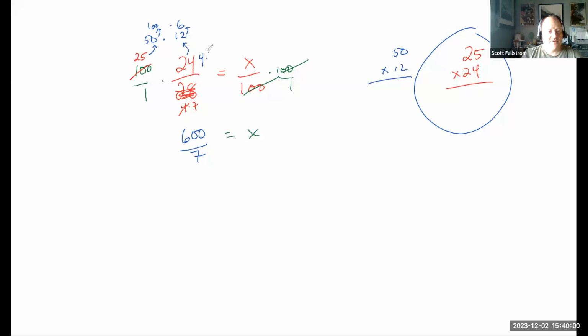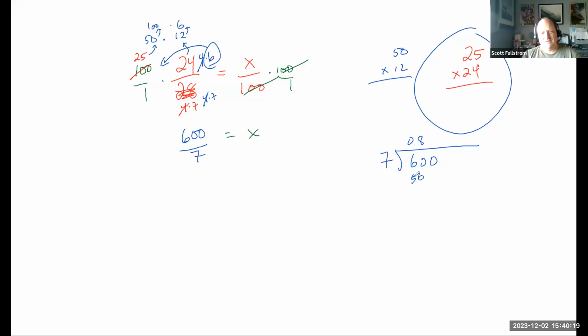You could have seen this as 4 times 6 on top. This is 4 times 7 on bottom. You could cross off the 4s, pick up the 6 here, and 6 times 100 gets you 600 as well. So you still get 600 over 7. Now, as I do the division, 7 goes into 600. How many times? 0 times.